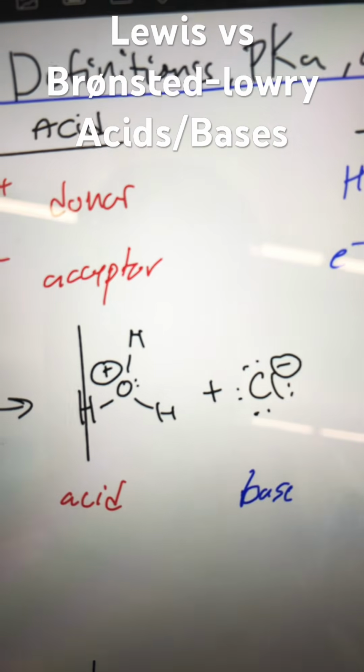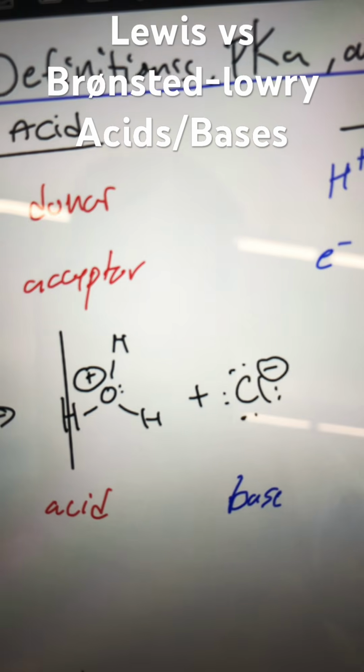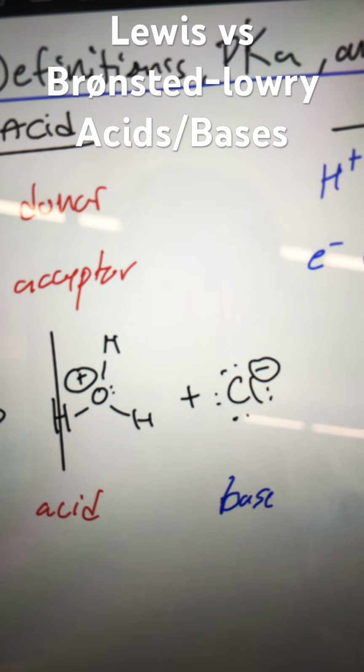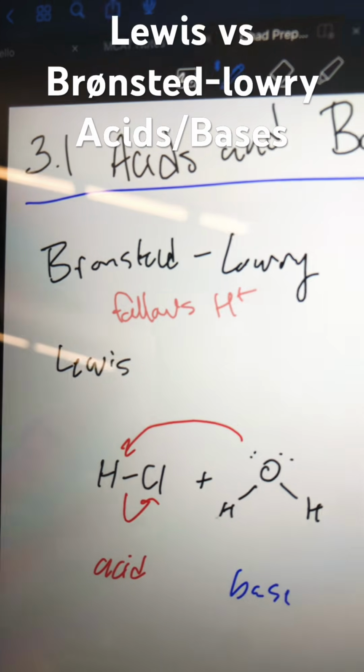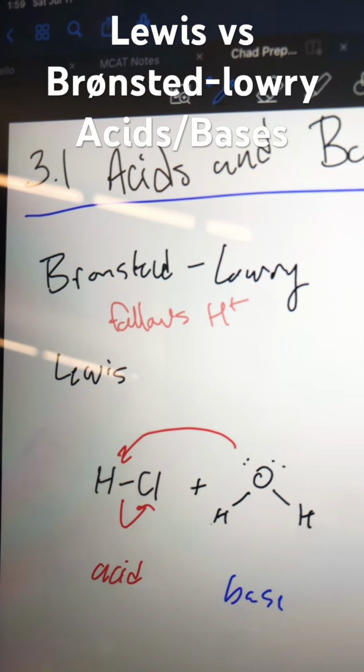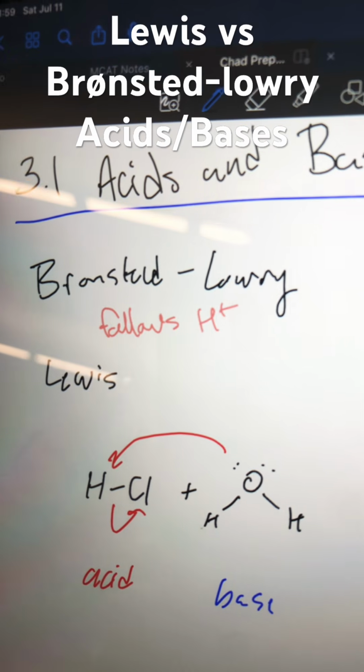And once you do the reaction, it's going to flip. So what was the acid is now the conjugate base, and what was the base is now the conjugate acid. So that is a quick review of Brønsted-Lowry and Lewis acids and bases. Brønsted-Lowry follows the hydrogen, and Lewis acids and bases follow the electron. That's all I got for you guys.